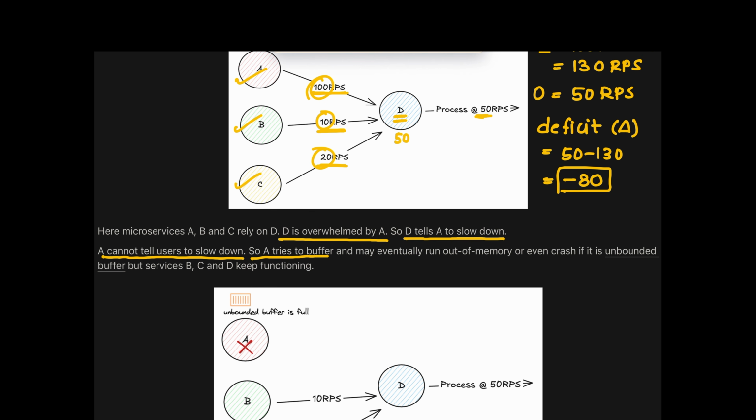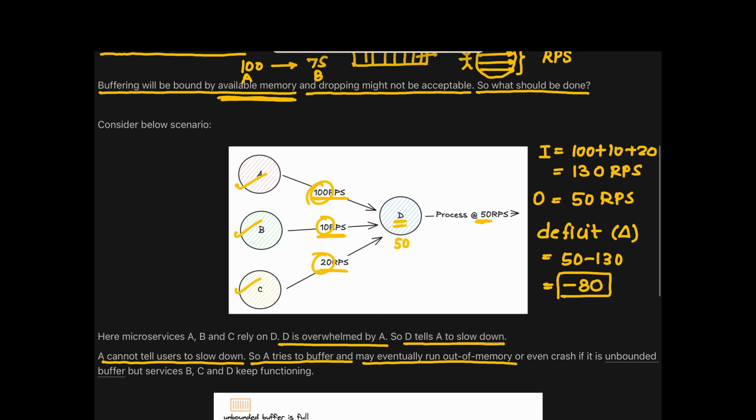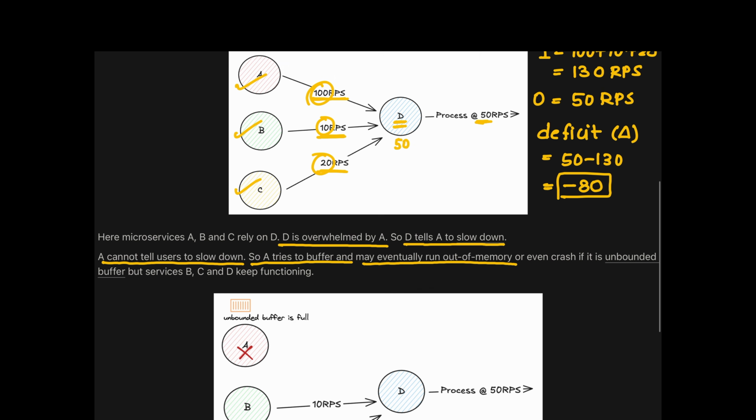So A tries to buffer and may eventually run out of memory because we already discussed that buffering will be bound by the available memory only. So A can eventually run out of memory or even crash if it is an unbounded buffer. That means let's say A has 100 GB of memory at its disposal. Then A decides that 20 GB I will reserve for buffering. So it will try to buffer till 20 GB. After that, the requests will start dropping automatically.